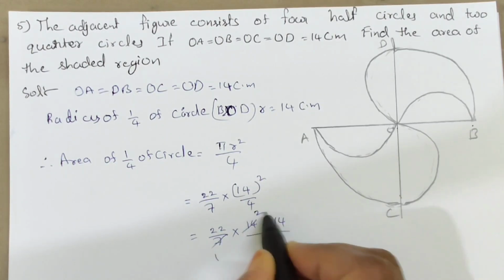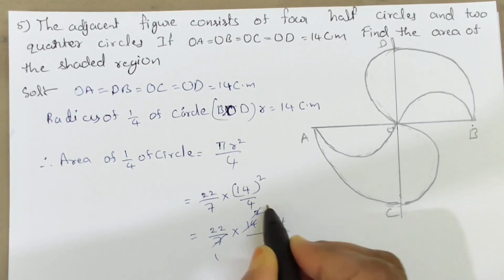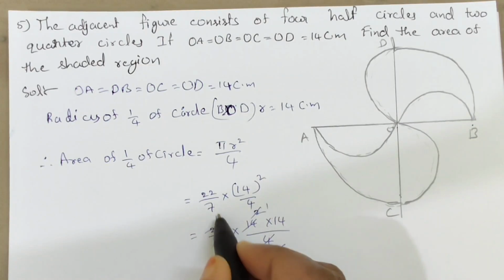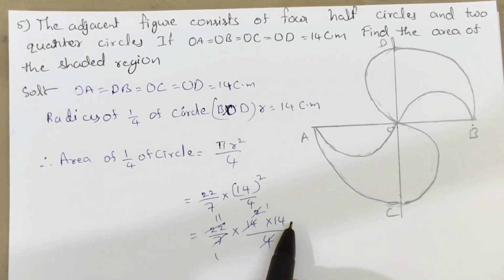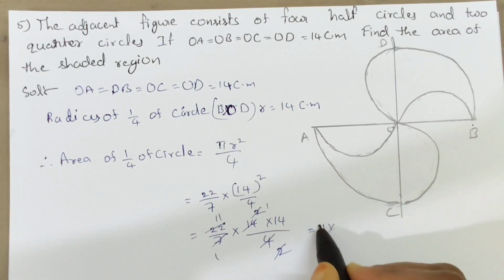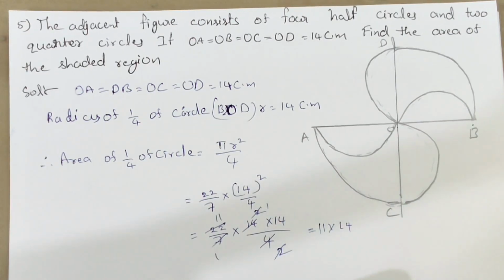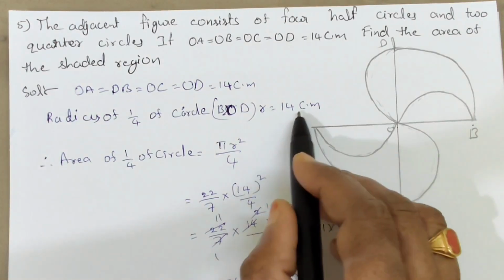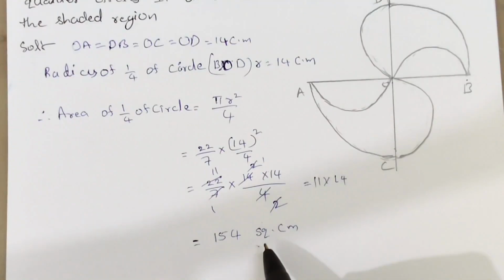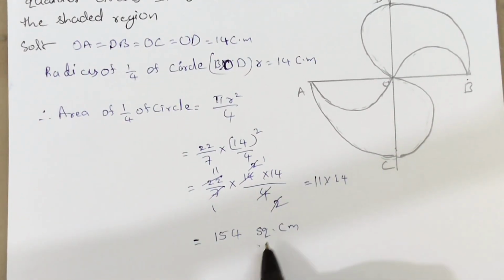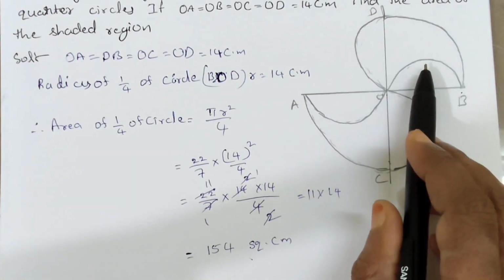So 7 ones are 7, 7 twos are 14. 2 ones are 2, 2 twos are 4. 2 ones are 2, 2 11s are 22. 11 into 14, 11 14s are 154. That is equal to 154 square centimeters. Centimeters is the unit. 154 square centimeters is the area of this quarter part.